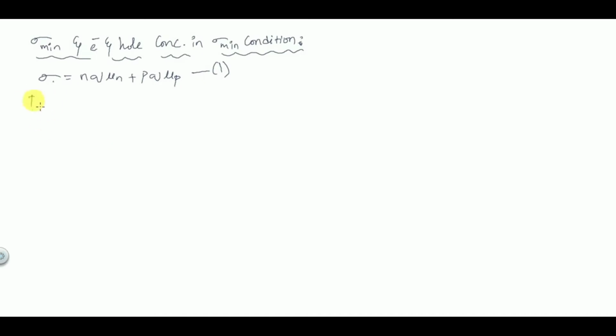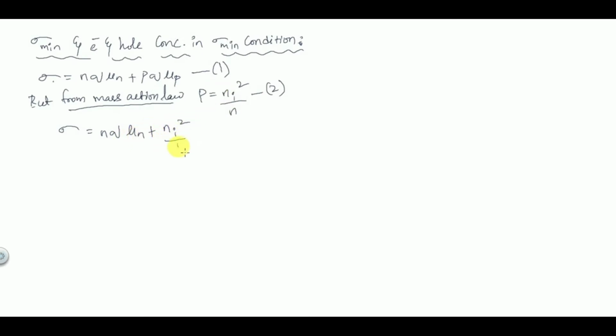But from mass action law, we know that mass action law is mainly used to find the minority carrier concentration. So minority carrier concentration p is equal to ni squared by n. Let this be equation number 2. So therefore what is conductivity now? nqμn plus p, which is now ni squared by n, into q into μp. I am considering here an n-type semiconductor.